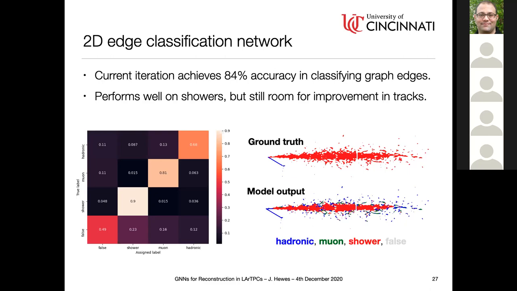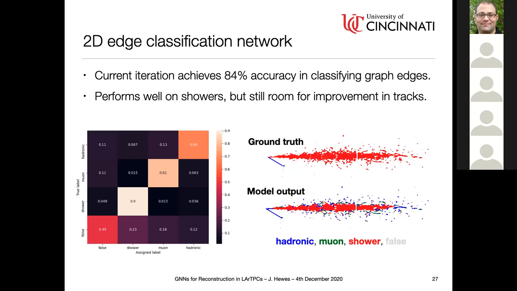Okay. I see a hand from Aaron. Yes. Can you remind me how far we are with this method in comparison with the regular CNN, where you look at the pixels and do pixel classification? Because that one performed way better, right? In terms of shower versus non-shower hits or something like that.